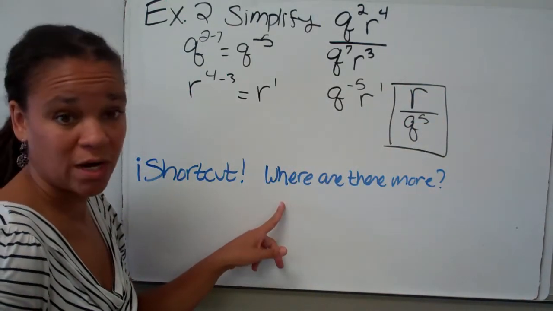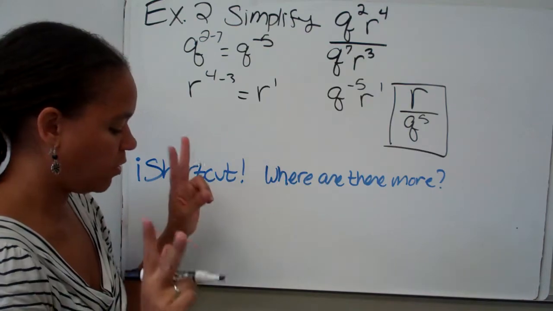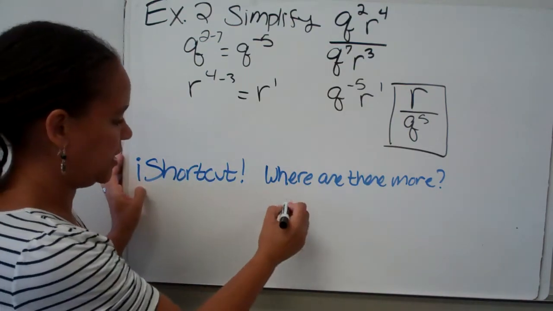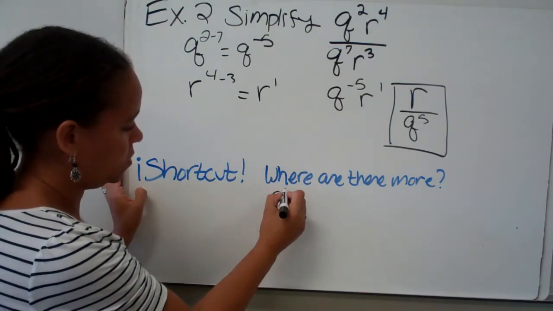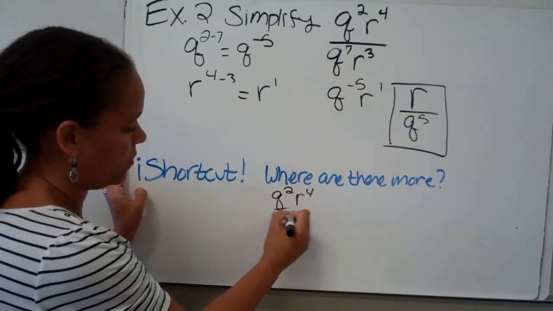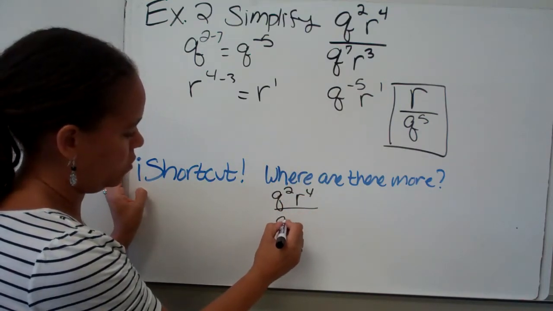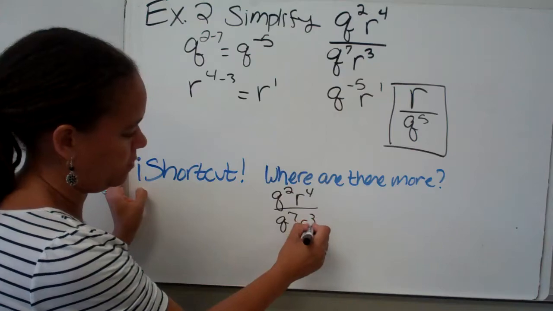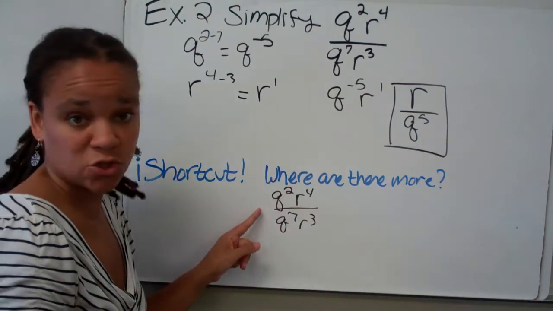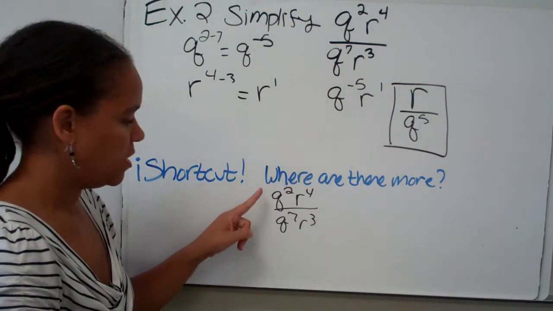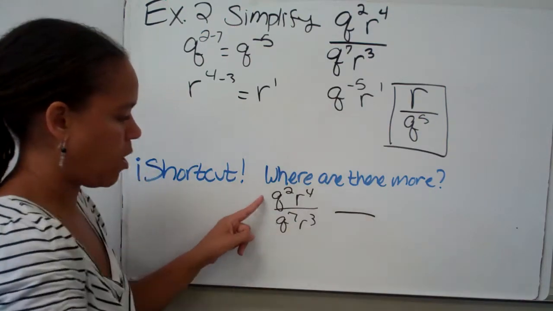All right, there's a shortcut on how you can do these. I call it where there's more. Let's look at the same example. Q squared r to the 4th over q to the 7th r cubed. One way you could do this is a shortcut. You could say, where are there more? So let's look at the q's. Where are there more q's?